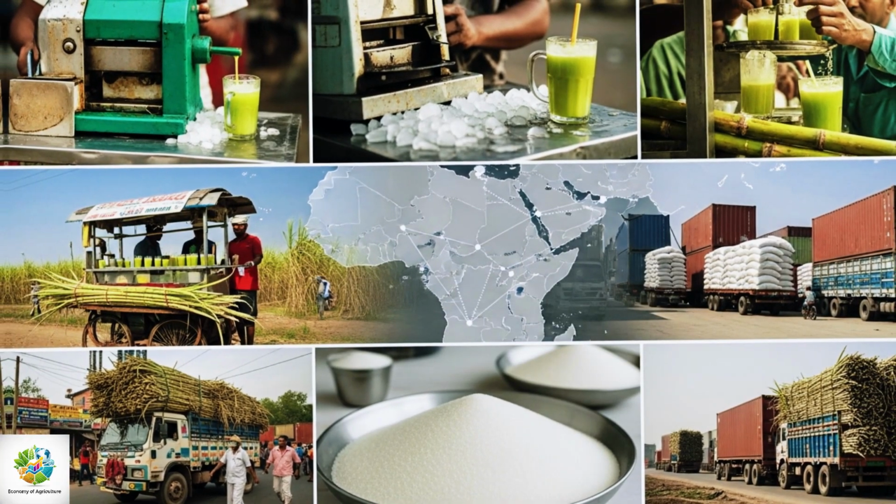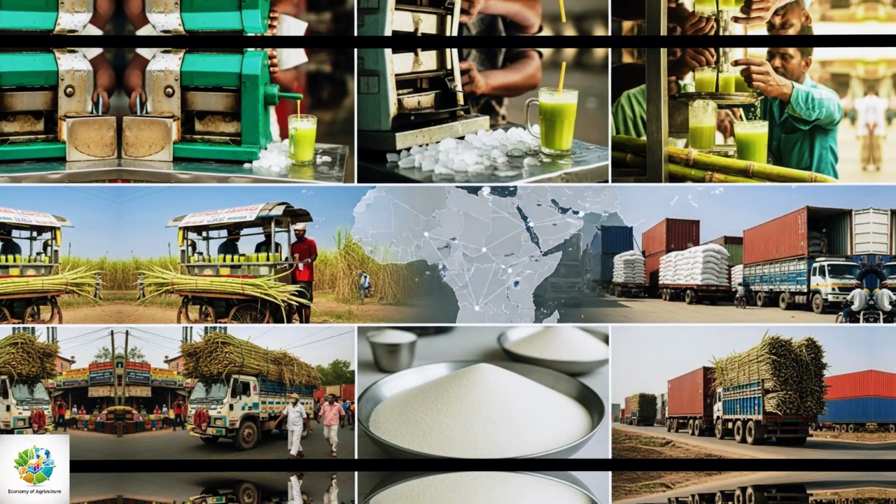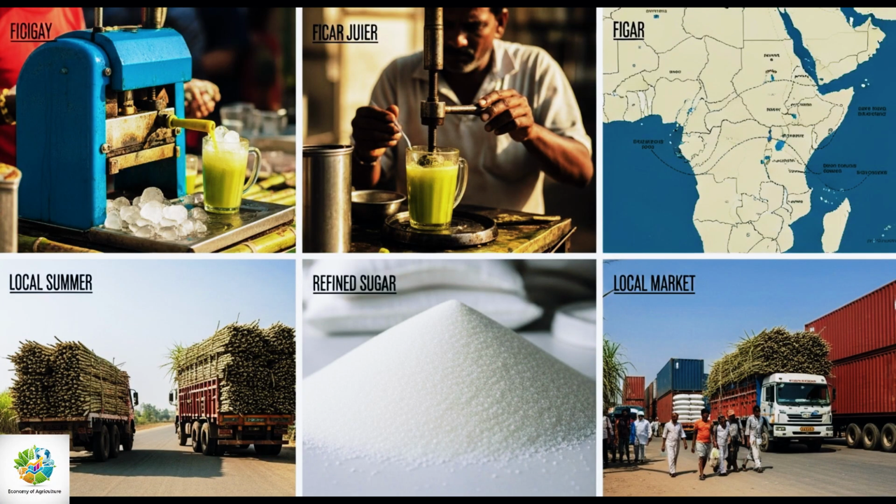Sugar export. Pakistan and India export significant quantities of sugar to Central Asia, Africa, and the Middle East when domestic production exceeds demand, earning valuable foreign exchange. The sugarcane economy, from field to factory to market, supports tens of millions of farmers, laborers, mill workers, and traders across the region.